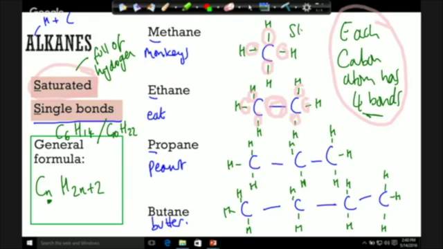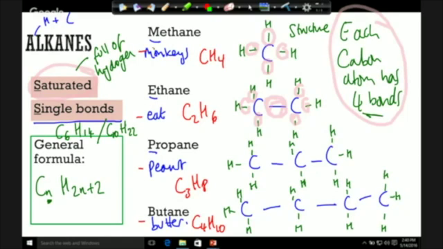So this we've drawn is their structure, and now we can write them in their formula. So methane here has 1 carbon, so it'd be CH4. Ethane would be C2H6. Propane would be C3H8. And butane would be C4H10. Those are how we write the formulas for methane, ethane, propane, and butane.